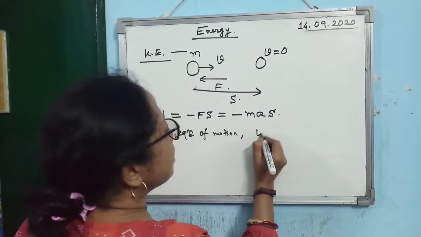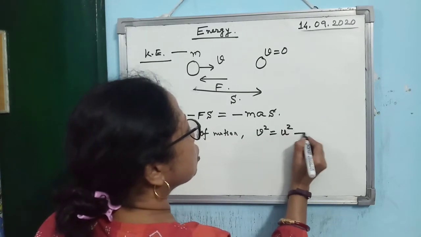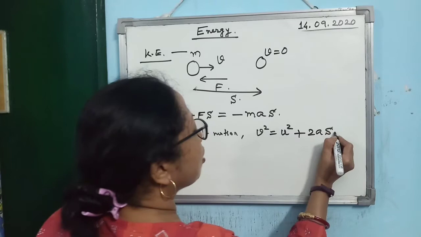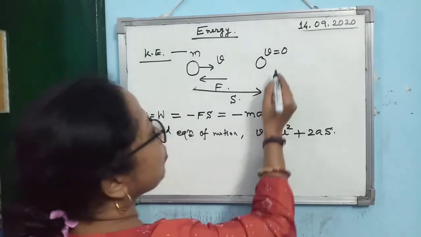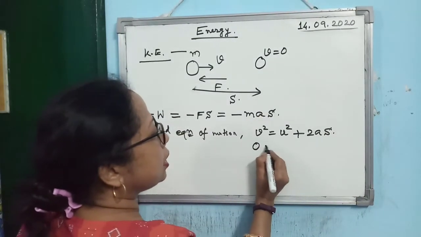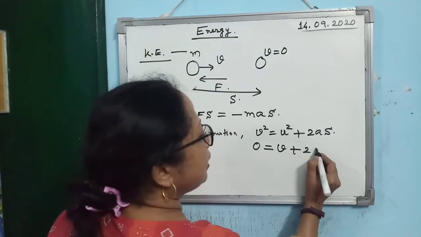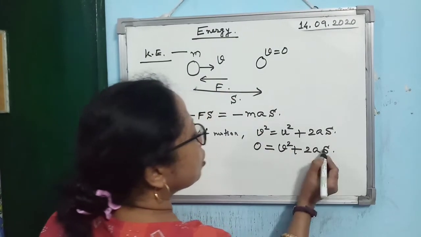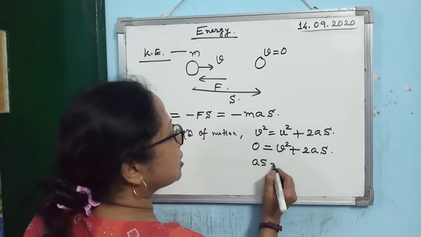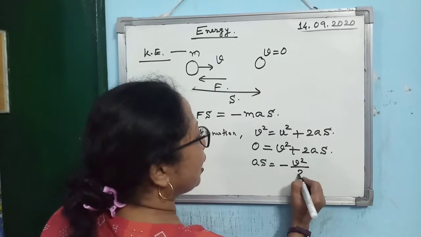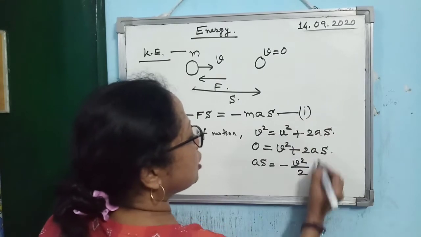You know, v square is equal to u square plus 2as. Now here you see, what is the final velocity? 0. What is the initial velocity? V. Then you can write it as 2as. So you are getting as is equal to minus v square by 2. So this is equation 1.